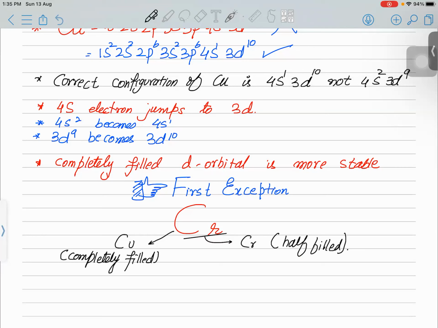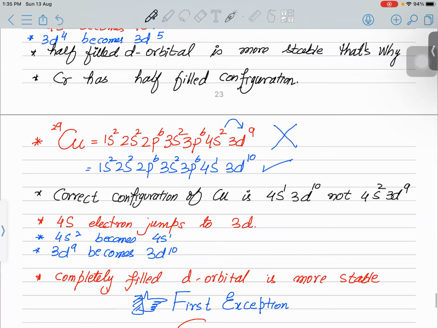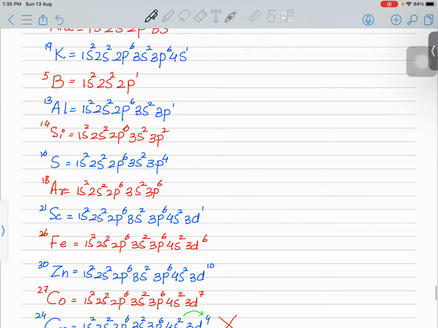Do you have any question? No, not so far. Isa, Harun, do you have any question? No, sir. Okay. Now look at all the electronic configurations again.